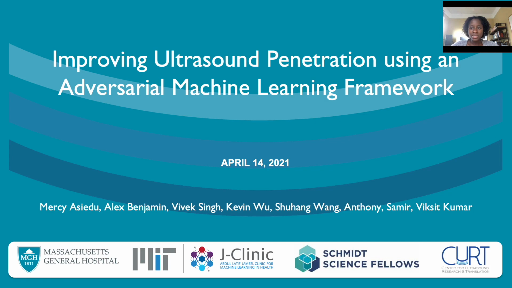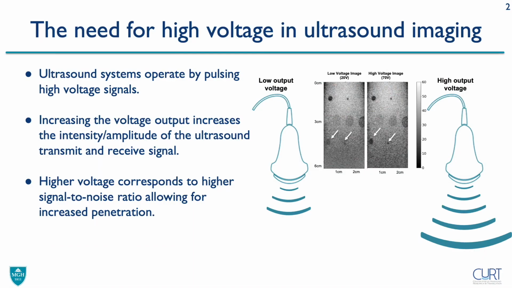My name is Asiedu and I'm a Schmidt Science postdoc at MIT Jamil Clinic and MGH Center for Ultrasound Research and Translation. Today, I will be presenting on our work to improve ultrasound penetration depth using an adversarial machine learning framework. For some background, ultrasound systems generally operate by pulsing high voltage signals. Increasing the voltage output increases the intensity of the transmit and receive signal, and a higher voltage corresponds to a higher signal to noise ratio, allowing for increased penetration.